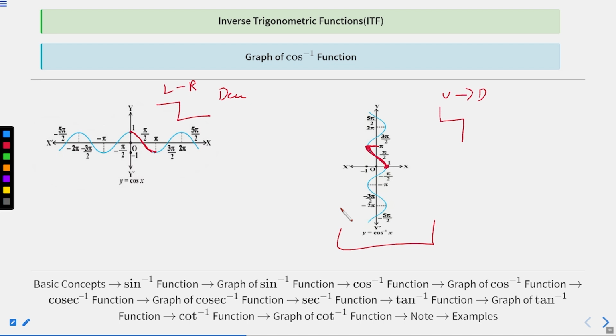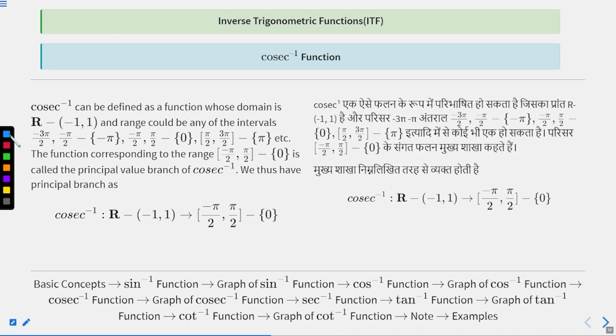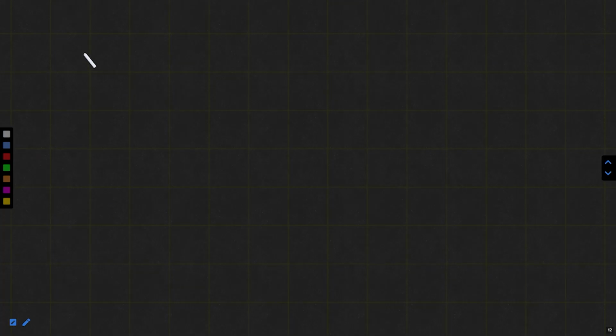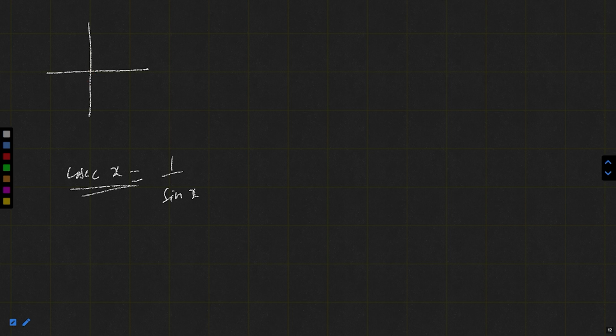Let's move to next, cosec inverse. If you recall the cosec inverse graph, first of all, we know the cosec graph can easily be made from sin x. First make sin x like this. Now make asymptotes, then make parabolas in between the asymptotes like this. This is my cosec x graph.